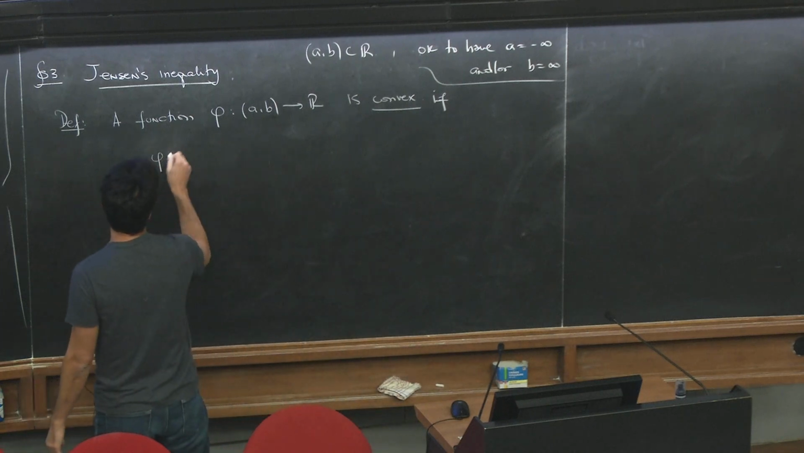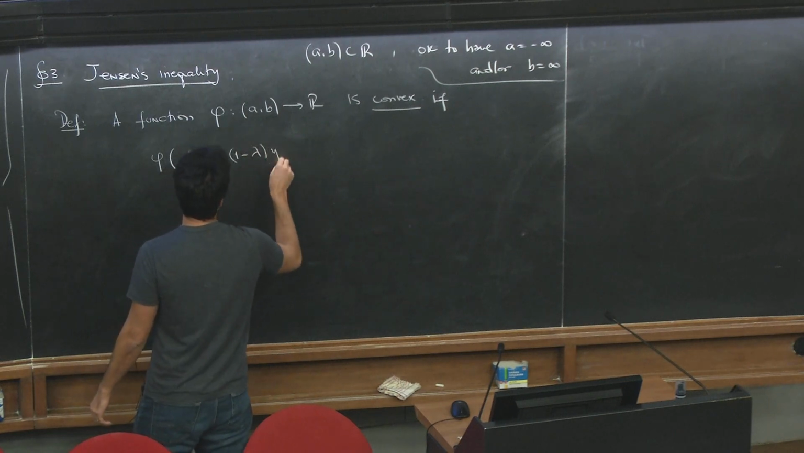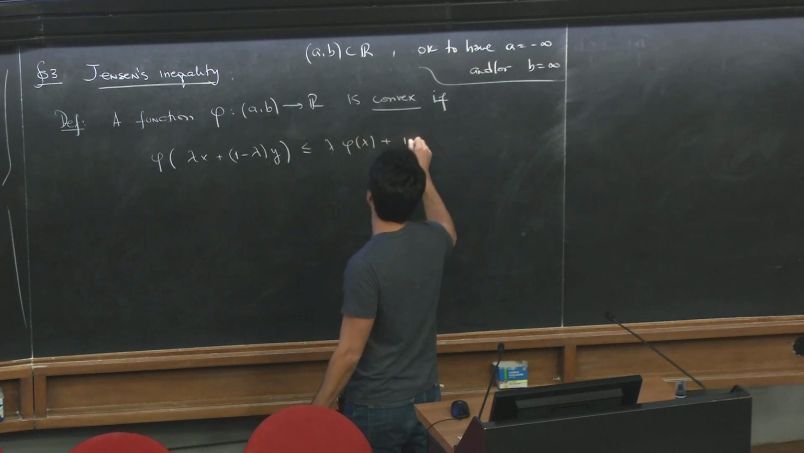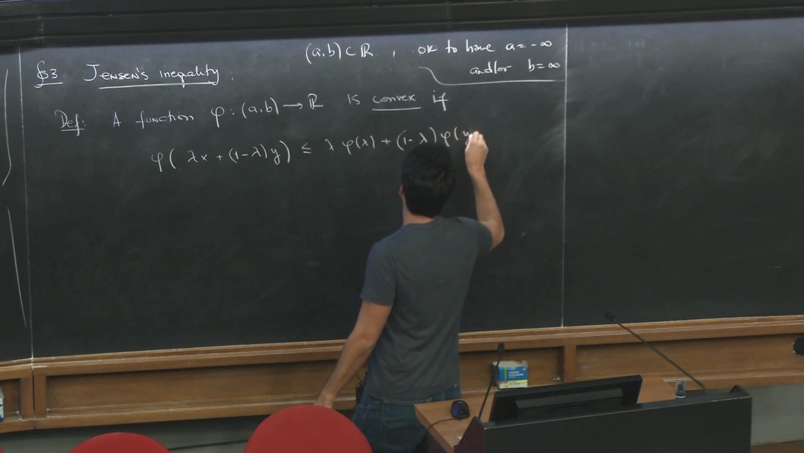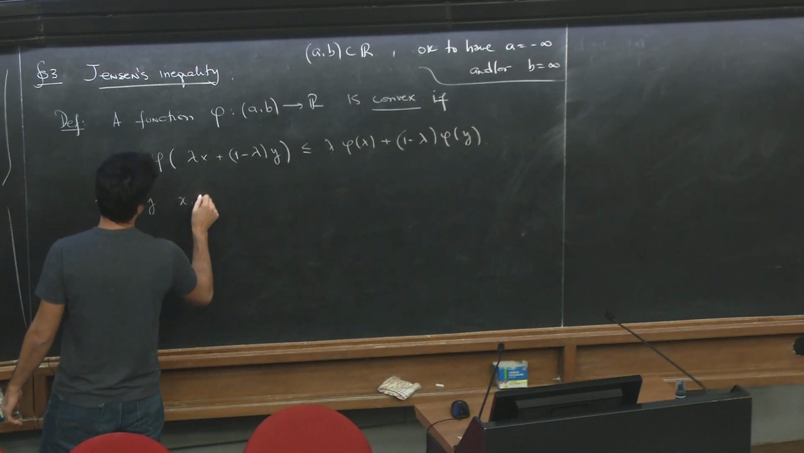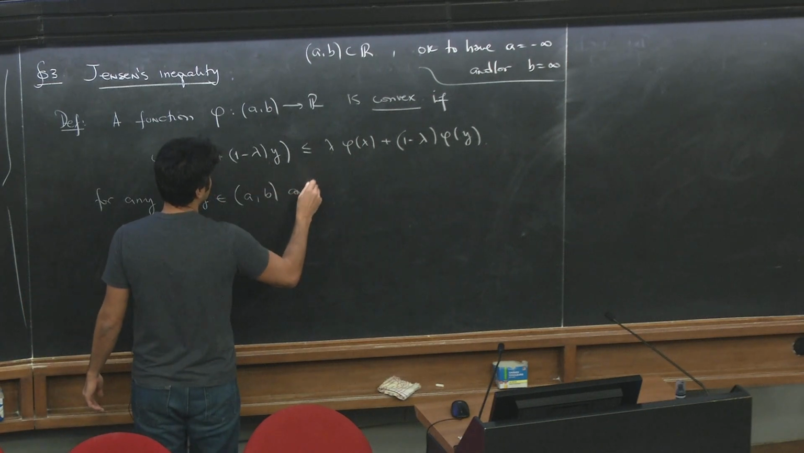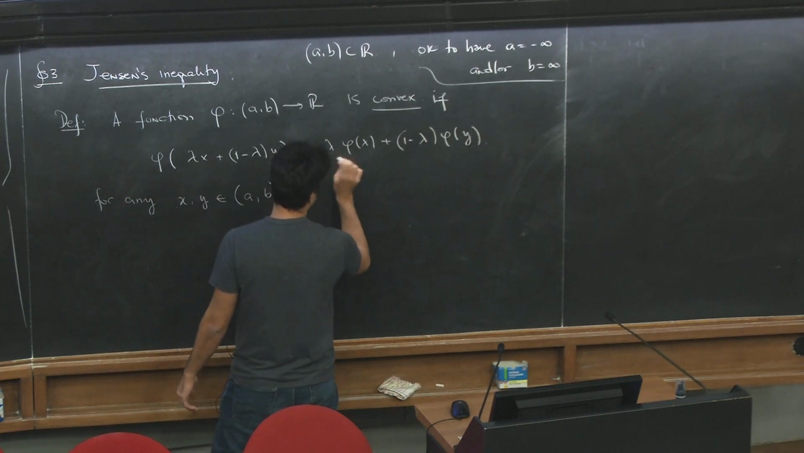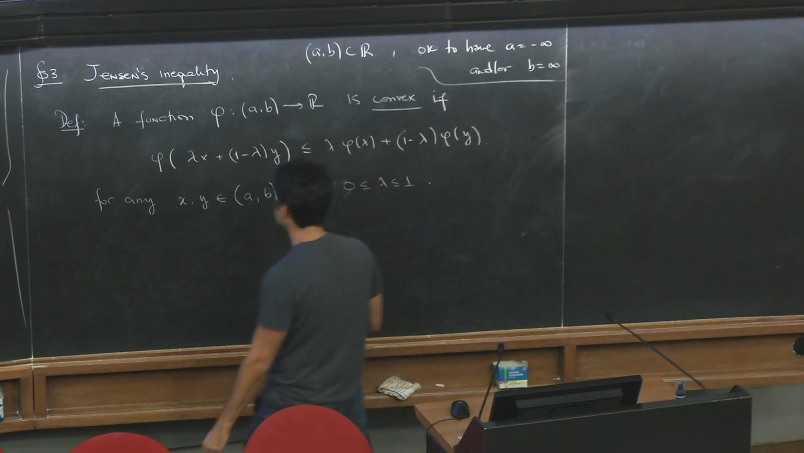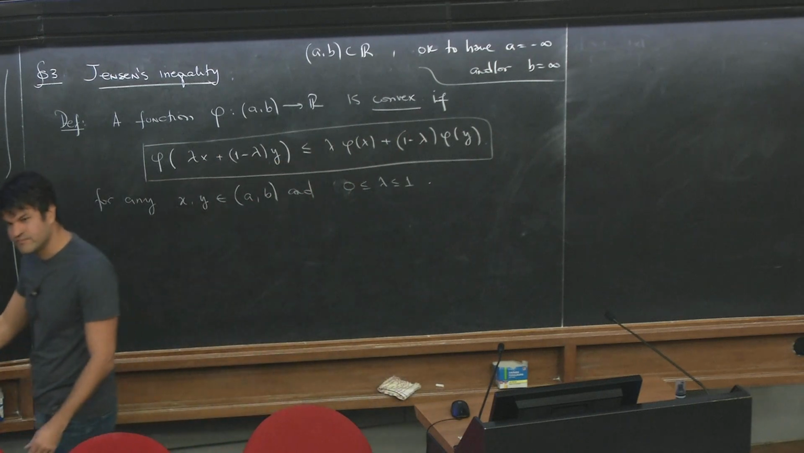holds: phi of lambda x plus (1 minus lambda) y is less than or equal to lambda phi of x plus (1 minus lambda) phi of y, for any pair of points x and y in your interval (a, b) and lambda between 0 and 1. Okay, so this for me is going to be the definition of convexity.